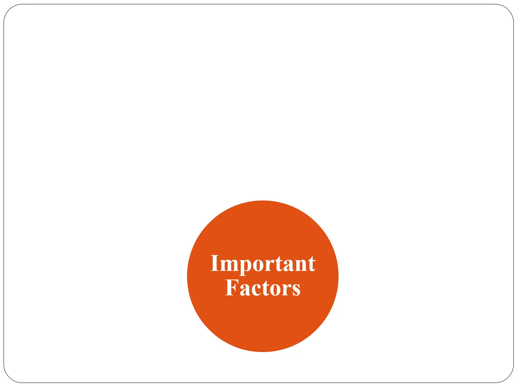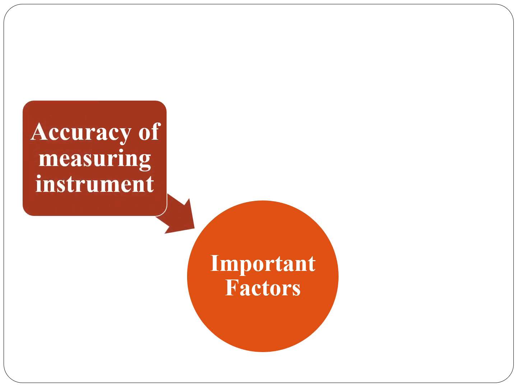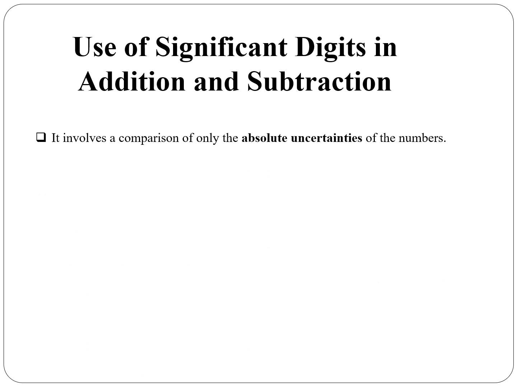There are some important factors which can be used in determination of significant figures. First is the accuracy of measuring instrument, and second is the size of object to be measured. Use of significant digits in addition and subtraction. Here only a comparison of absolute uncertainties of the numbers is involved, which means that only as many digits are to be written to the right of the decimal point in the answer as the number with the fewest digits to the right of the decimal.